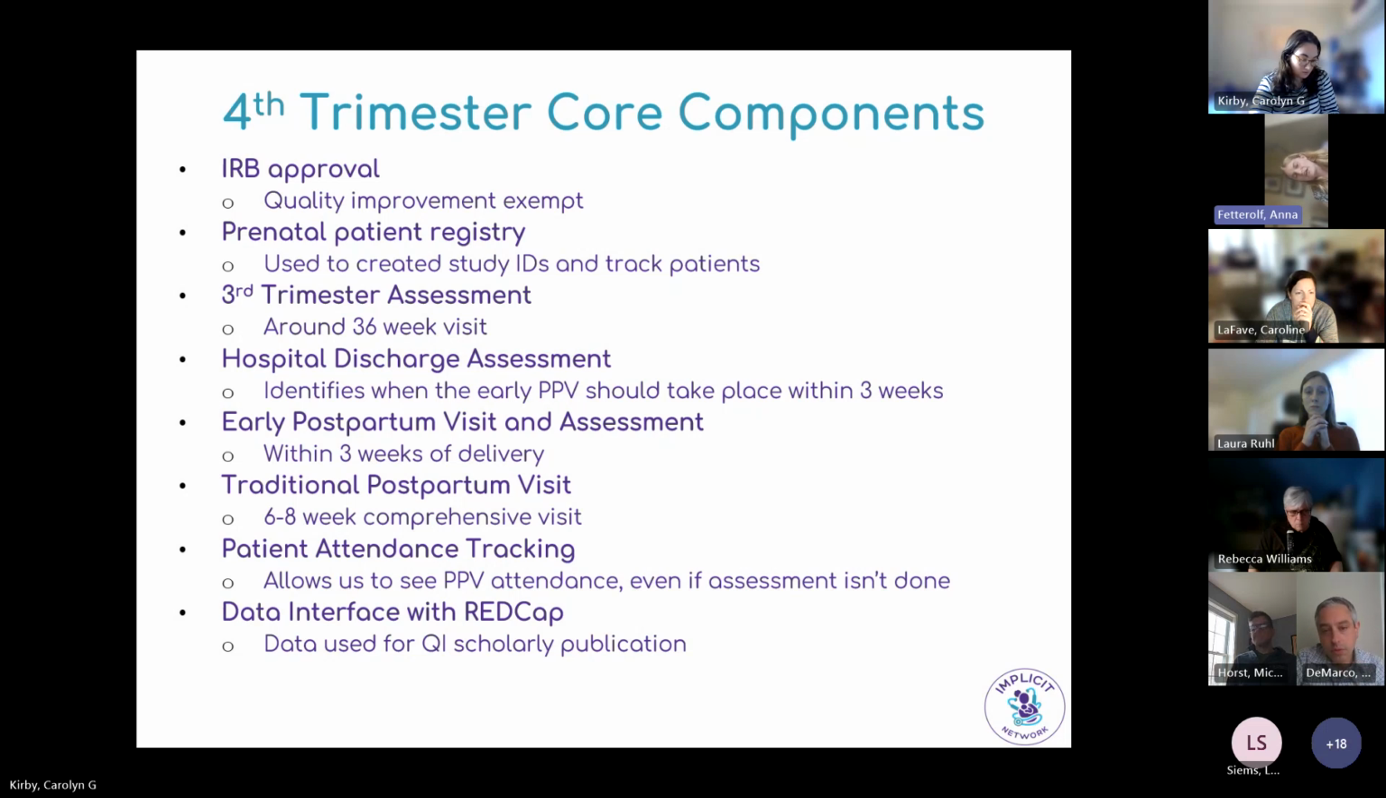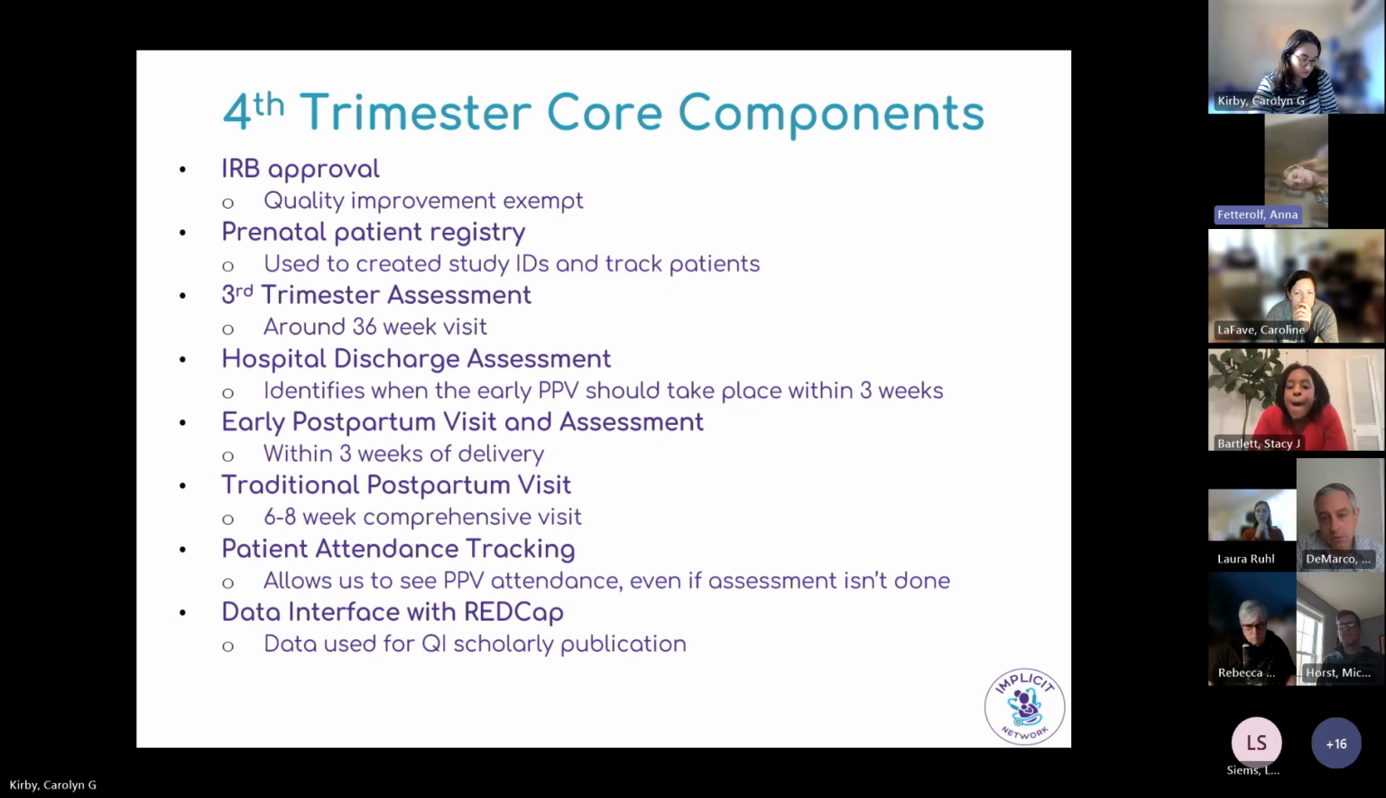And then working on getting data into REDCap. Similar to ICC, the data is all de-identified, and we have the system set up in REDCap to collect that data. Next slide.